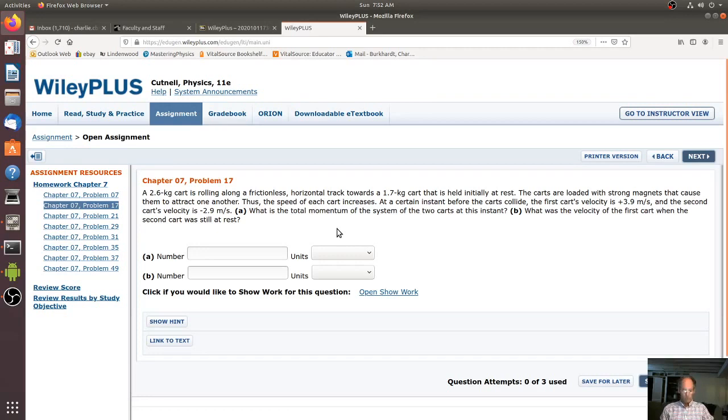Okay. mv is momentum. p is its symbol. It's a vector. In this case, it's just going to be in one direction. Let's see. First cart is 2.6 kilograms, and it's moving at 3.9 meters per second.